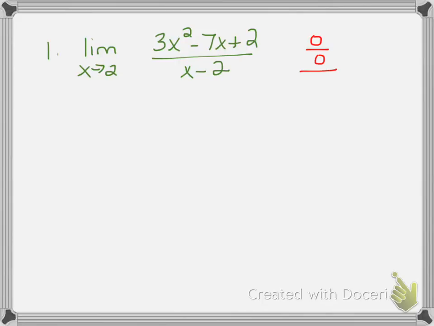You should always plug it in first. Since I end up with 0 over 0, that says I can use L'Hôpital's rule. So what I do is I say, well, this limit is going to equal the same limit of the derivative of the top, which is 6x minus 7, over the derivative of the bottom, which is 1. Then you can plug in the 2, and you get 5.